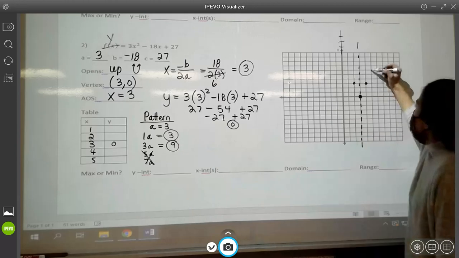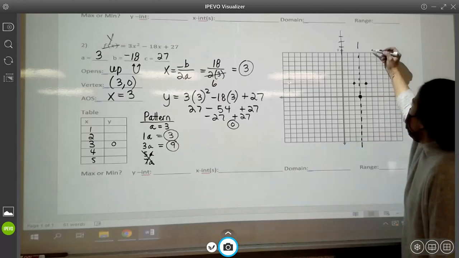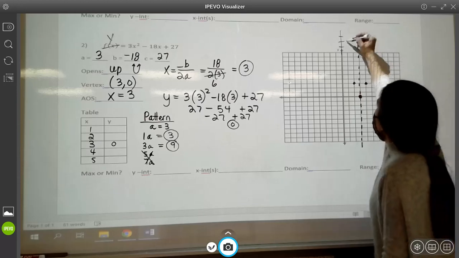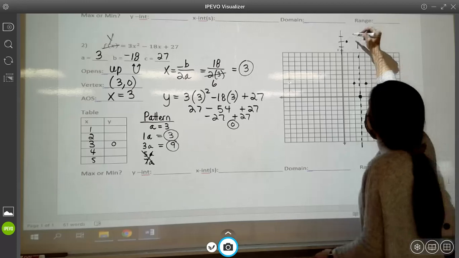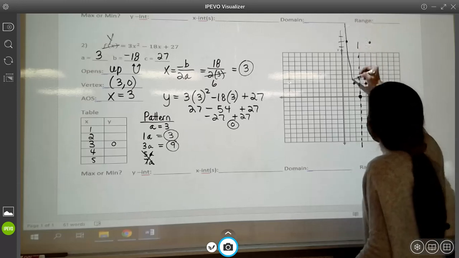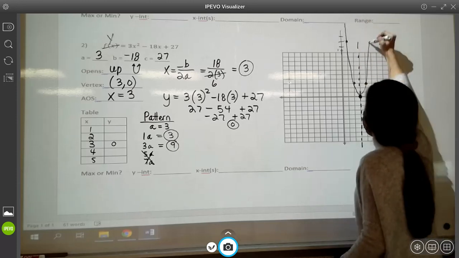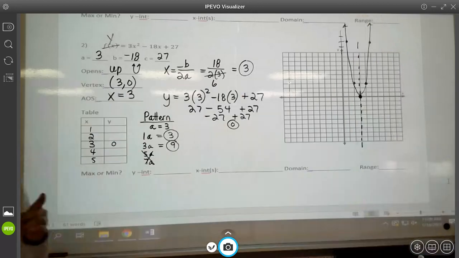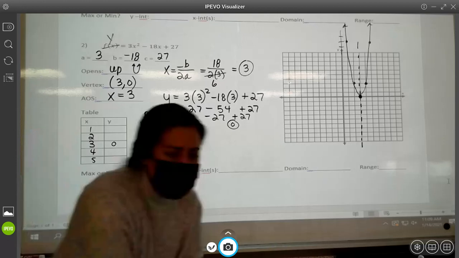1, 2, 3, 4, 5, 6, 7, 8, 9. It goes off by 2. And then we're going to go left 1 and up 9 and match it. And then there's your parabola. Right, the bigger a is, the bigger and skinnier it's going to get. All right, everybody okay? Yes?